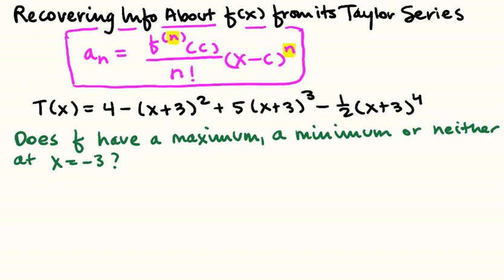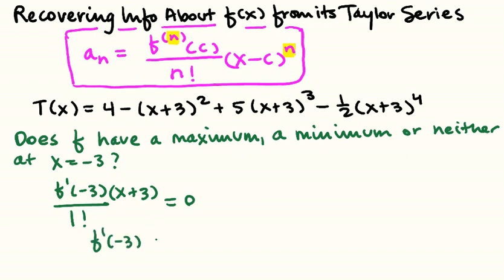Okay, but the first derivative test, I don't really have any information about what's going on outside of x equals negative 3, just what's happening at x equals negative 3. So what I'm going to do is figure out what the first derivative is and the second derivative is. So f prime of negative 3 times x plus 3 divided by 1 factorial is equal to, well, 0, right? There's no first power term, meaning that f prime of negative 3 has to equal 0.